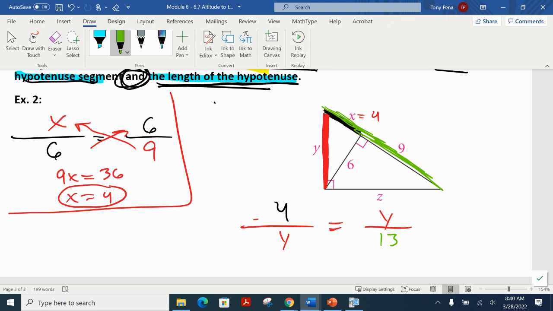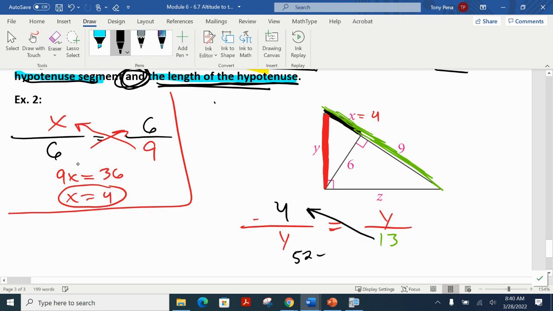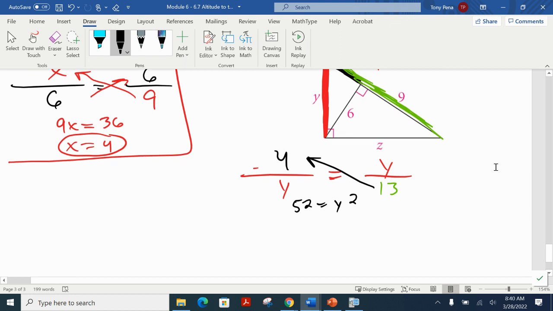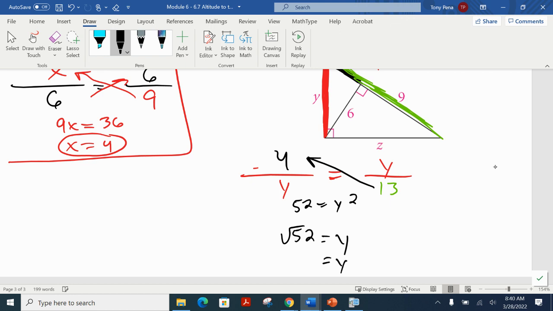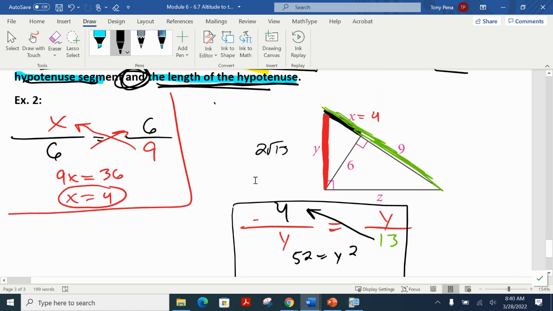Okay, so that's what we crisscross and solve. All right, 52 is equal to y squared. And then y would be root 52. That does simplify. It's 4 times 13, so this should be 2 root 13. Okay, so that's our y. So we know this is 2 root 13. And then one more.